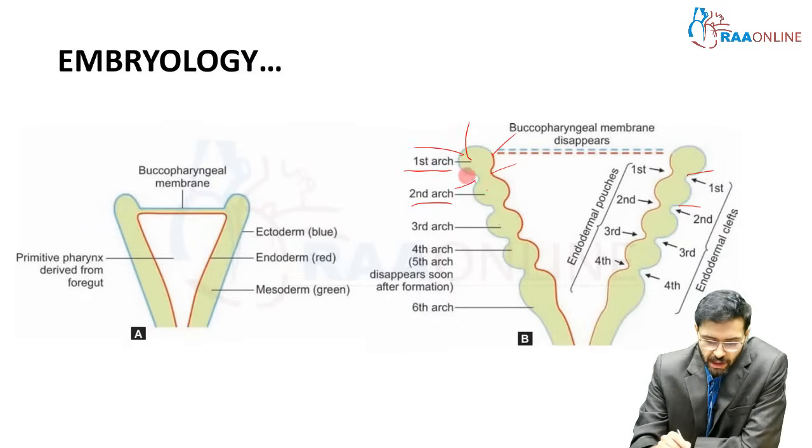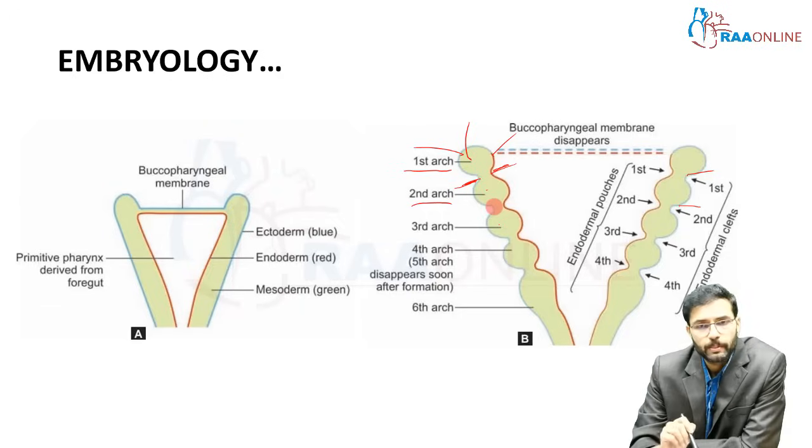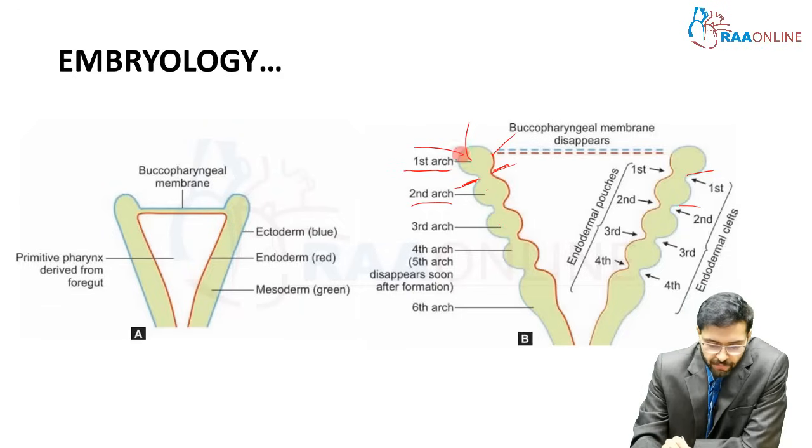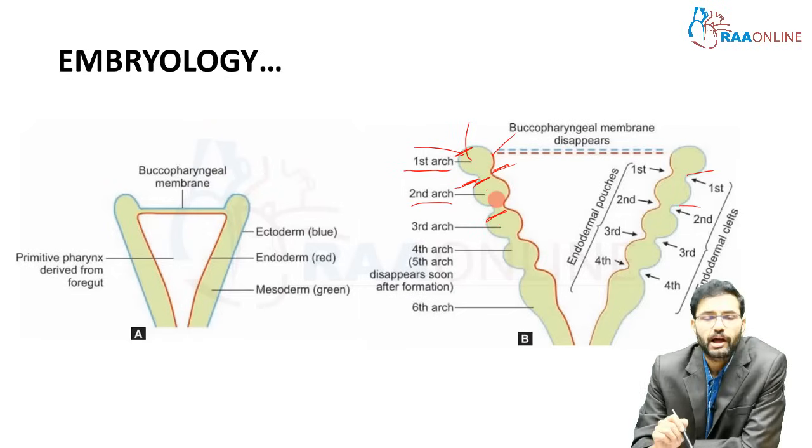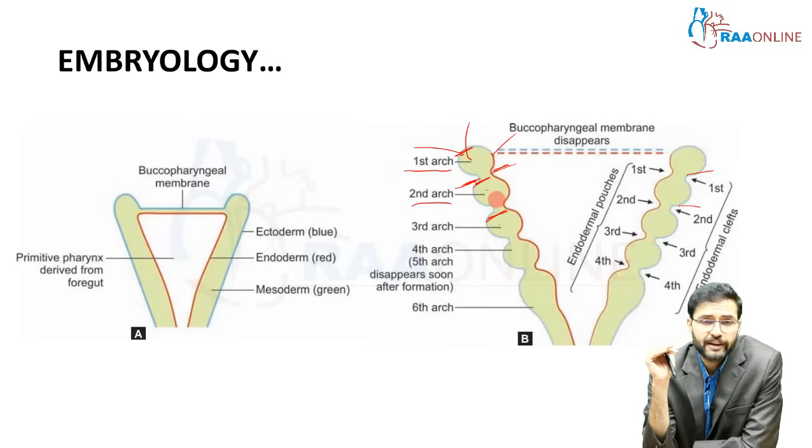So, a pharyngeal arch has a trough. Okay, this is a trough, so a trough here and a projection here. On the upper end of each pharyngeal arch, you have the nerve of the pharyngeal arch. So, at the cranial aspect of each pharyngeal arch is located the nerve of the arch.